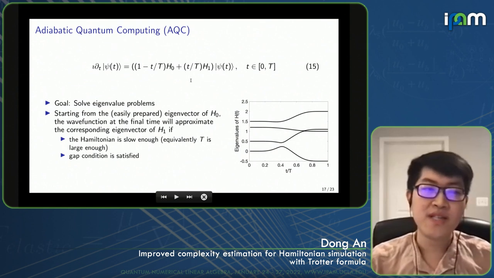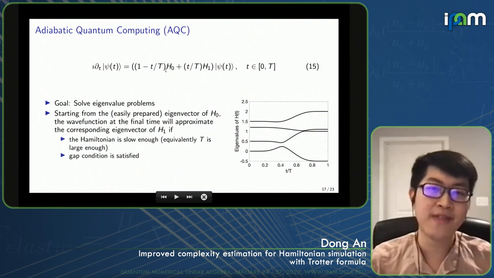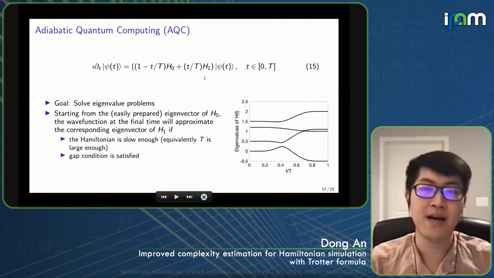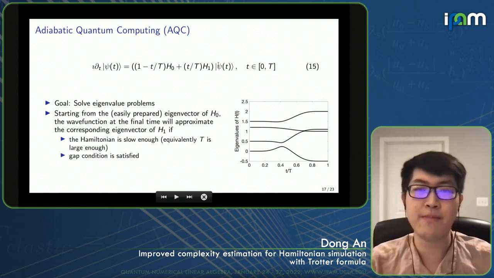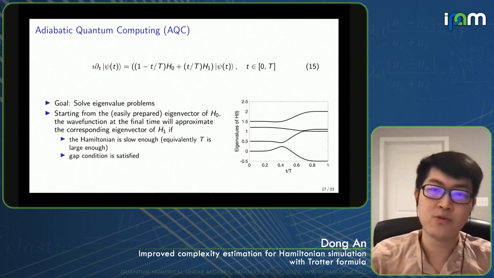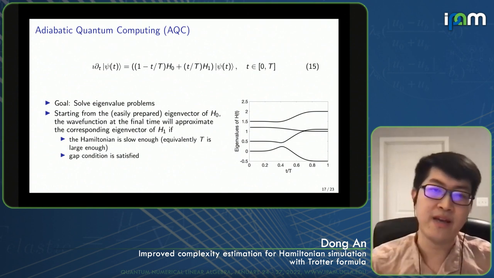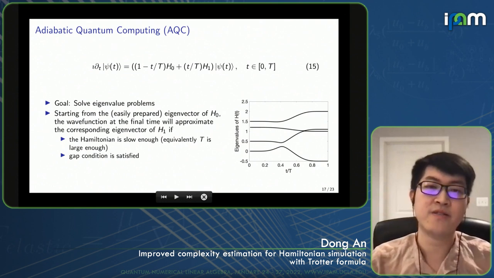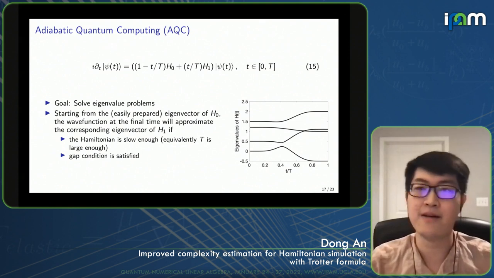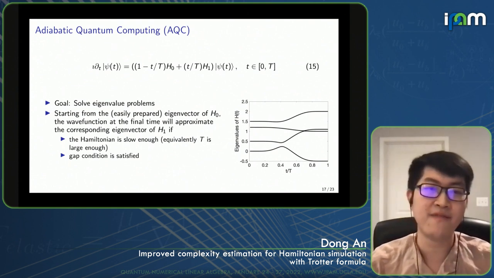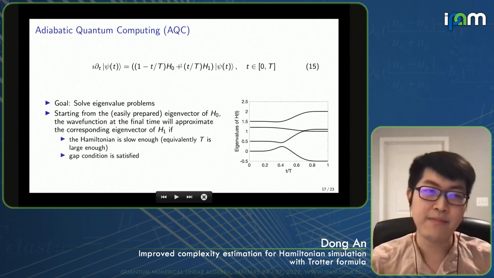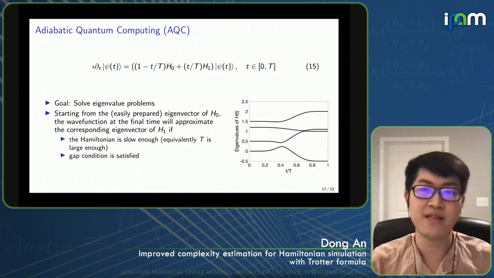Which means that if we start from the eigenvector of H0 and solve this Schrödinger equation, we will end up with the eigenvector corresponding to the Hamiltonian H1. So in practice, we are interested in solving the eigenvalue problem for the Hamiltonian H1. What we can do is construct a simple Hamiltonian H0 where we know the eigenvectors, then do this linear interpolation, solve the Schrödinger equation, and everything is done. This can be a really powerful model to compute the eigenvalue problem on a quantum device, because on a quantum device the time-dependent Schrödinger equation might be efficiently solvable.